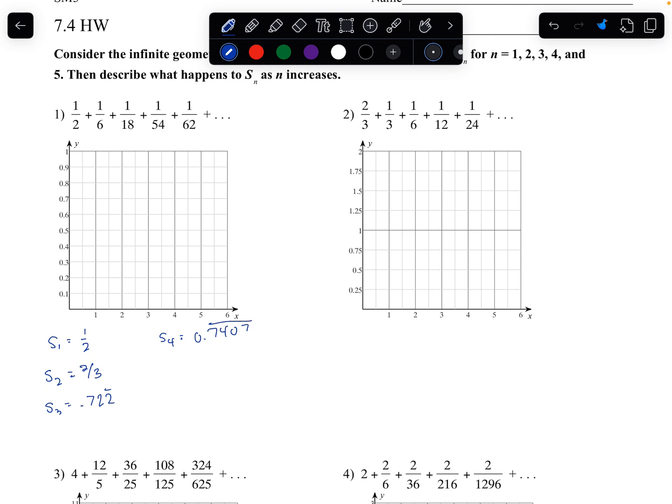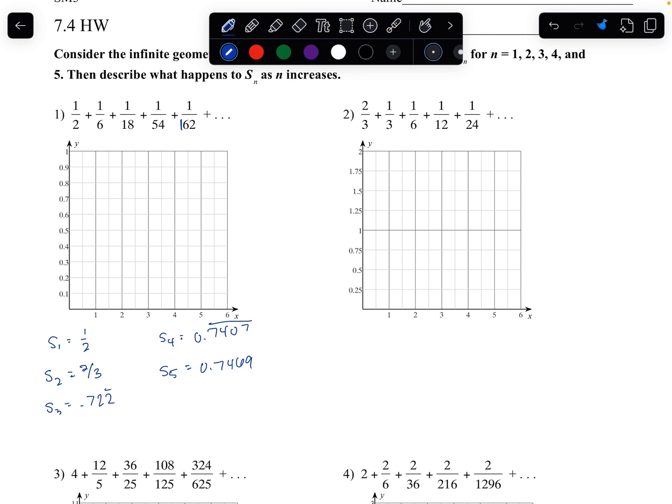And then there's a typo here. This should be 162. And then I'm going to take this number right here and add 1/162. And I get that S sub 5 is equal to 0.7469, and so on and so forth.